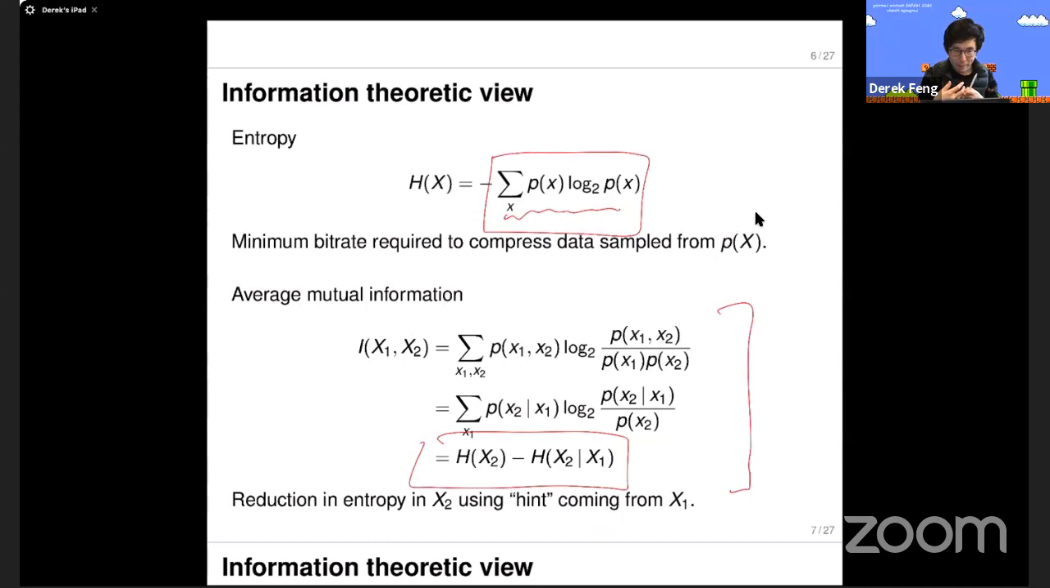And so here you have two random variables, x1 and x2. The whole idea is that you want to use x1 to predict x2, right? If you look at the average mutual information, it turns out that this is equal to the entropy of x2 minus the entropy of x2 given x1, right? What that means is it measures how much the entropy of x2 is reduced if I told you about x1. So for instance, if x1 and x2 were independent, then obviously knowing x1 doesn't help you know x2. So it's some measure of correlation, but this is just an information theoretic way of thinking about it.